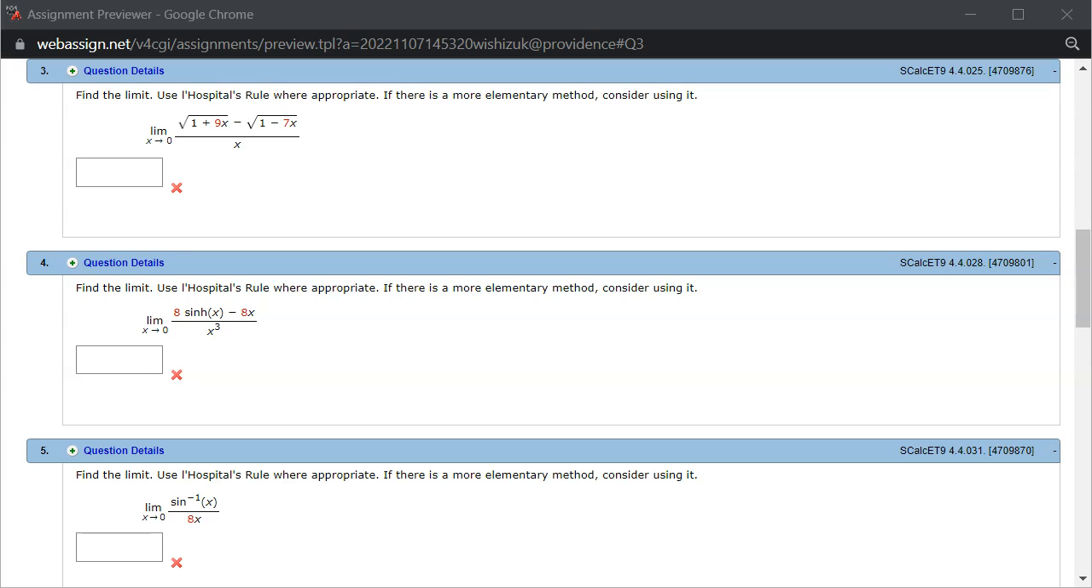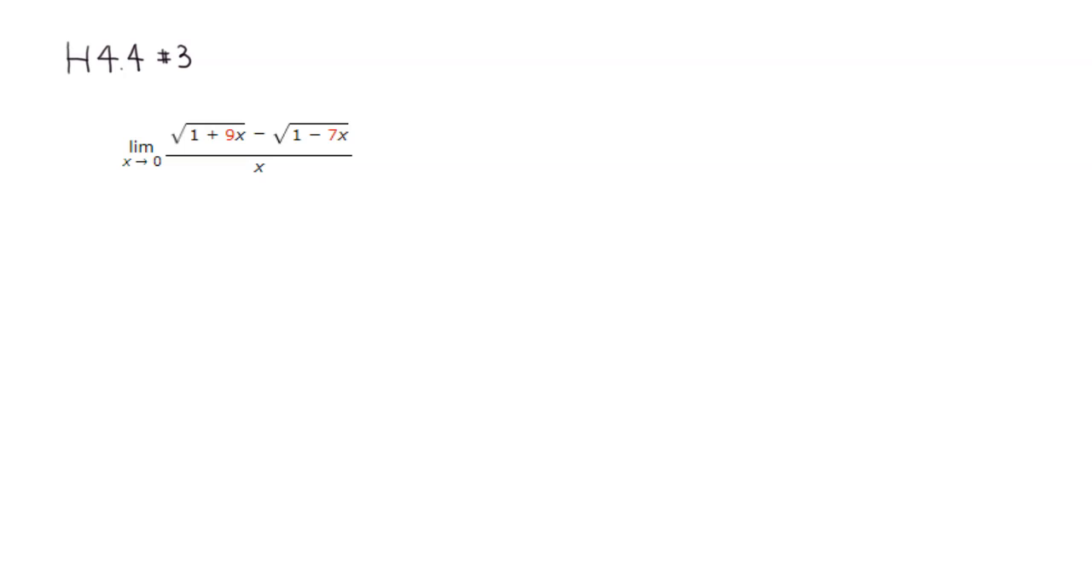All right, let's look at homework 4.4, problem number 3. Let's use L'Hopital's rule to evaluate this limit here. The first thing we should try is just plugging in, to see what happens.